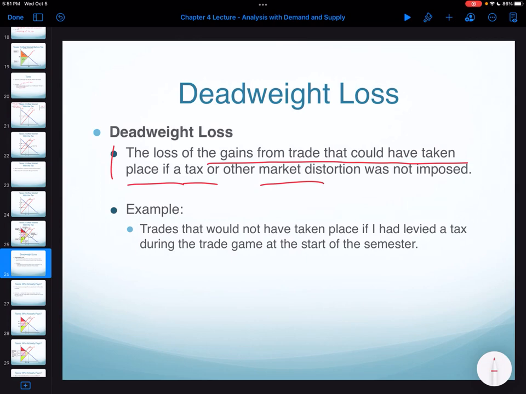And this is an example. Typically in my class, I do a trading activity, but it's kind of hard to do in an online class. But in the trading activity, you would visualize it as me basically levying a tax as people trade candy, right? So it would lead to fewer exchanges and less trade, and that's what deadweight loss represents. It represents those trades and exchanges that don't take place now because the tax has made it harder to trade and exchange.